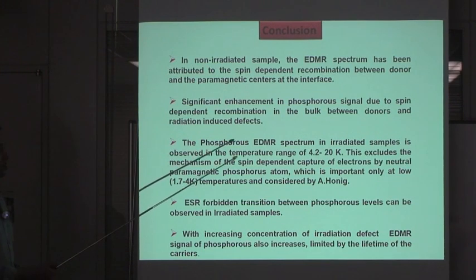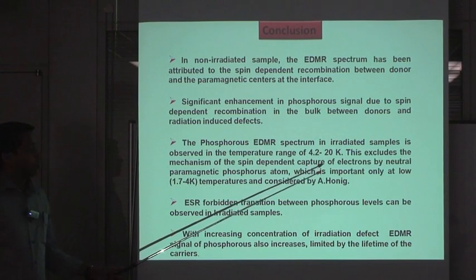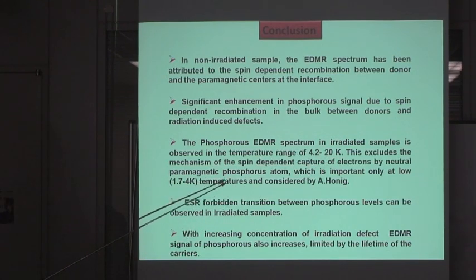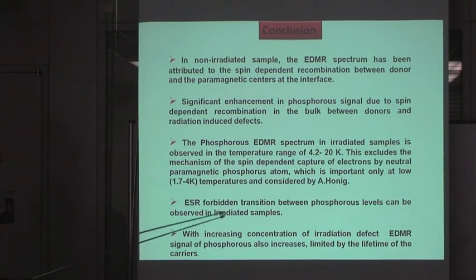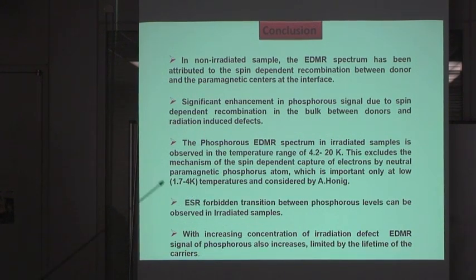The phosphorus EDMR spectrum in the irradiated sample is observed in this temperature range, which excludes the mechanism of spin-dependent capture of electrons by neutral paramagnetic phosphorus atoms, which is nothing but the scattering I was talking about. Now, the EDSR forbidden transition between the phosphorus levels was observed in irradiated samples. With increasing concentration of radiation defects, the EDMR signal of phosphorus also increases, which is limited by the lifetime of the carriers.